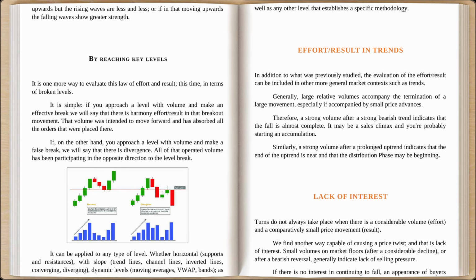By reaching key levels, it is one more way to evaluate this law of effort and result, this time in terms of broken levels. It is simple. If you approach a level with volume and make an effective break, we will say that there is harmony effort/result in that breakout movement. That volume was intended to move forward and has absorbed all the orders that were placed there. If, on the other hand, you approach a level with volume and make a false break, we will say that there is divergence. All of that operated volume has been participating in the opposite direction to the level break.